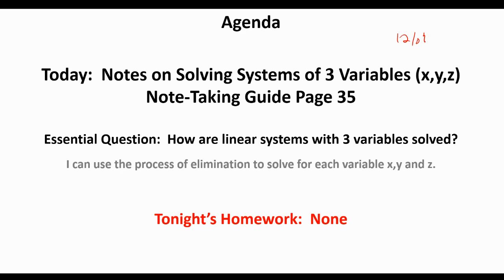Forgot the date. So we're going to do notes on solving systems of three variables, x, y, and z. I need you to be on your note-taking guide, page 35, and the essential question at the top: How are linear systems with three variables solved? By the end of, probably tomorrow, you should be able to say that I can use the process of elimination to solve for each variable, x, y, and z. And there's no homework for tonight.